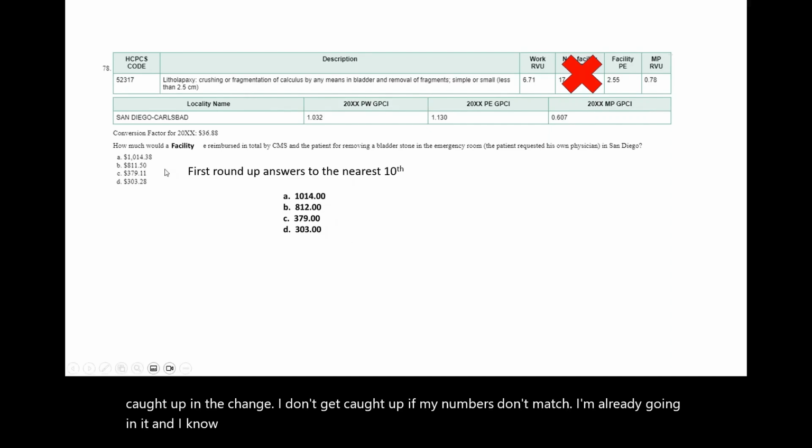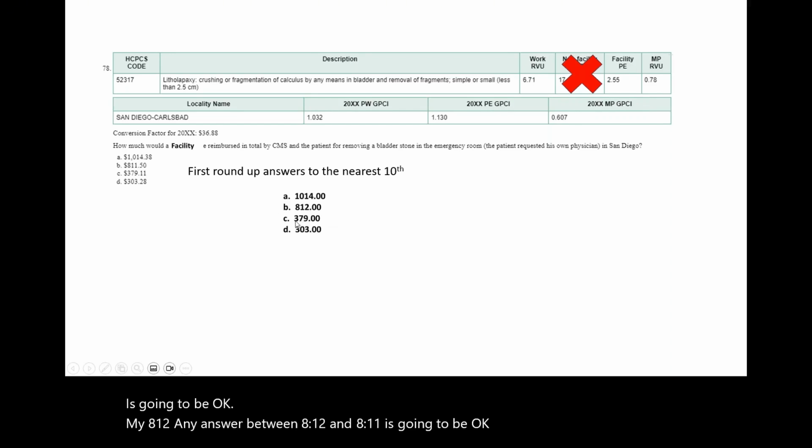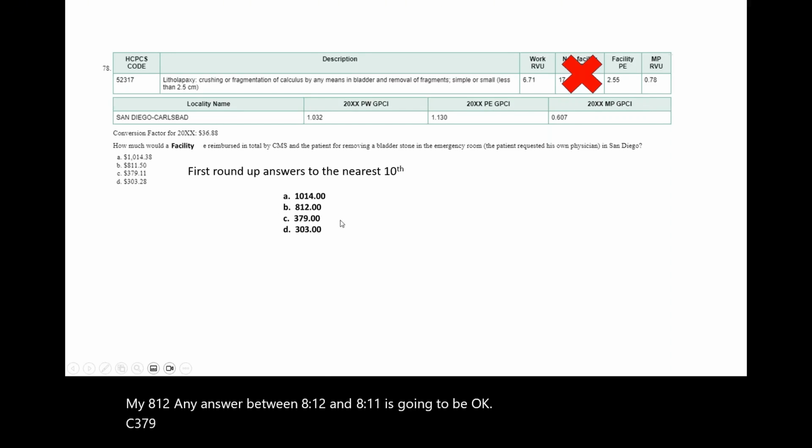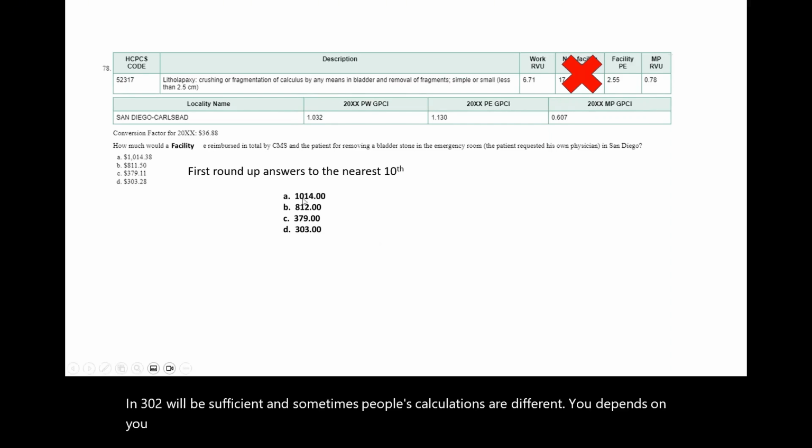And I know when I round them, like 1,014.38 is going to be 1,014. And any answer between 1,014 and 1,013 is going to be okay. For B, any answer between 812 and 811 is going to be okay. C, 379 and 378 is good, and D, 303 and 302 will be sufficient. And sometimes people's calculations are different. Depends on your calculator.